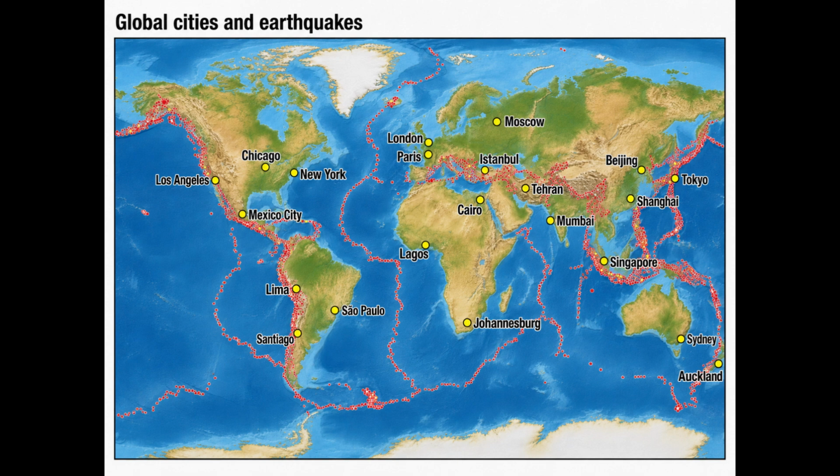The map helps us see that earthquakes do not happen evenly everywhere in the world. They happen more often in certain areas where the Earth's plates are active.